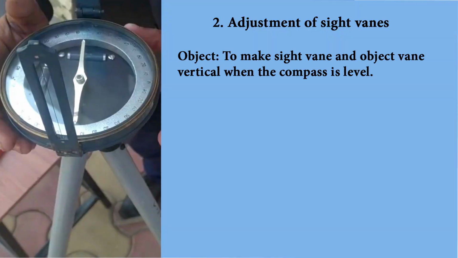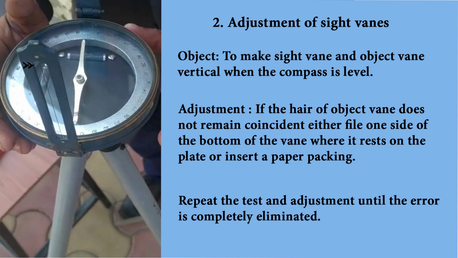Next, we swing the compass through 180 degrees and test the sight vane in the same way, sighting through the hole in the object vane. For the adjustment, if the hair of the object vane does not remain coincident, either file one side of the bottom of the vane where it rests on the plate or insert a paper packing. Repeat this test and adjustment until the error is completely eliminated.